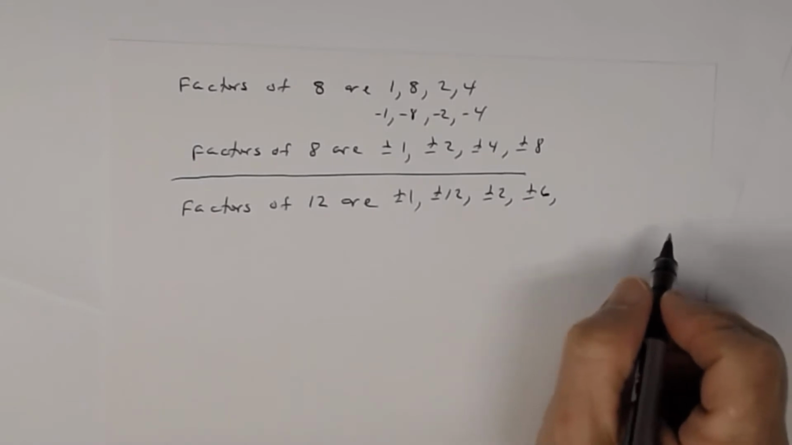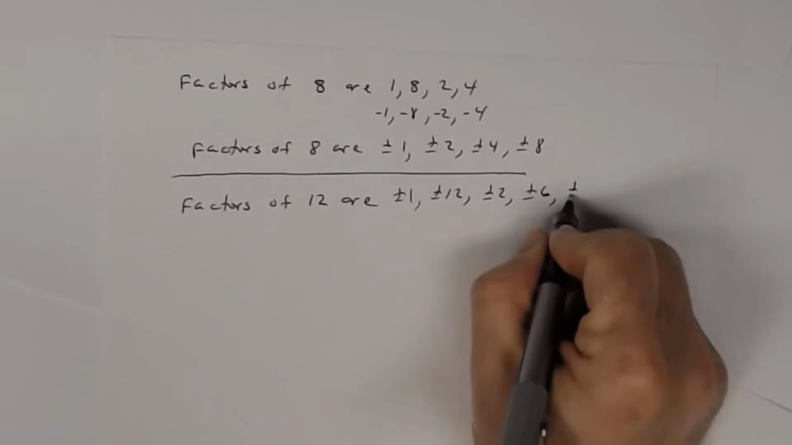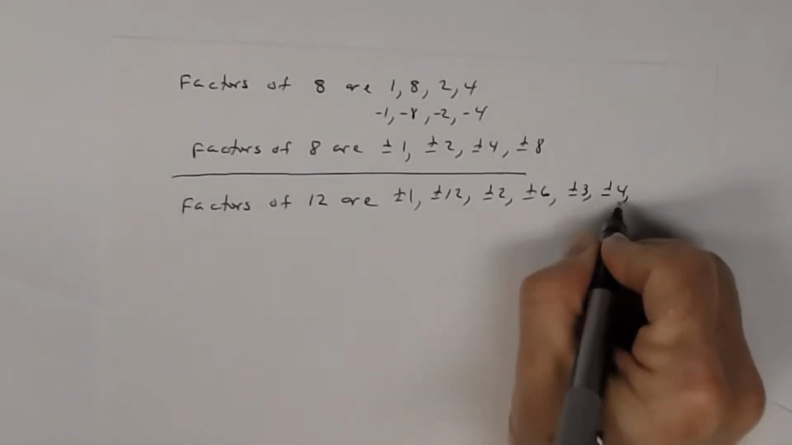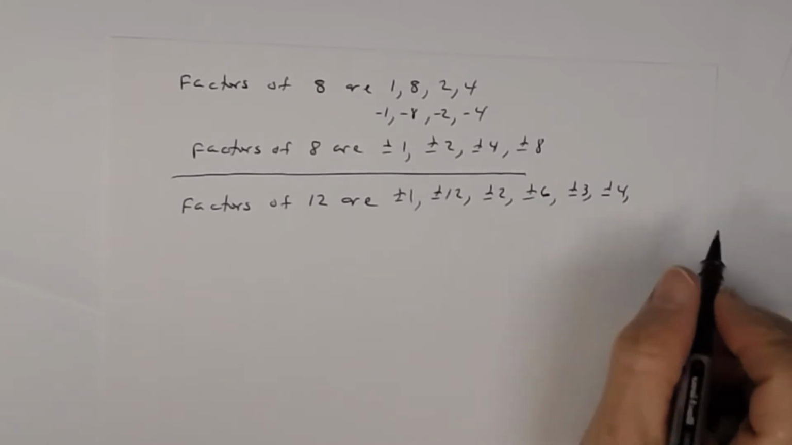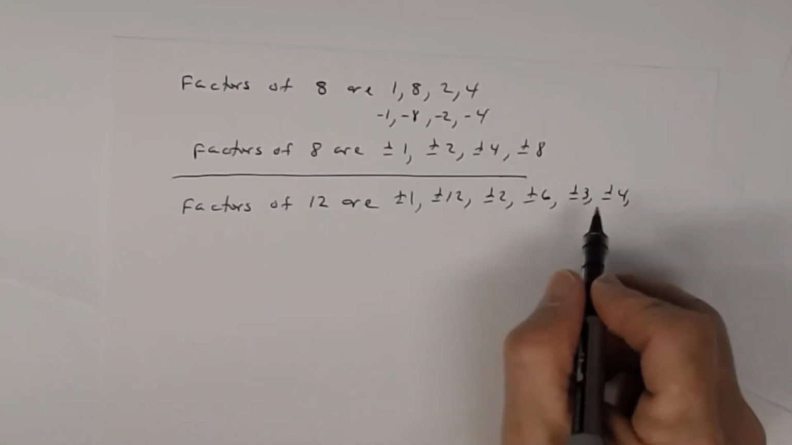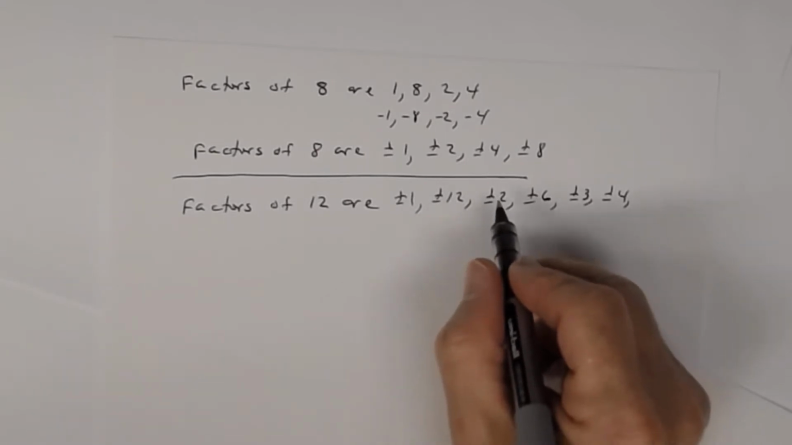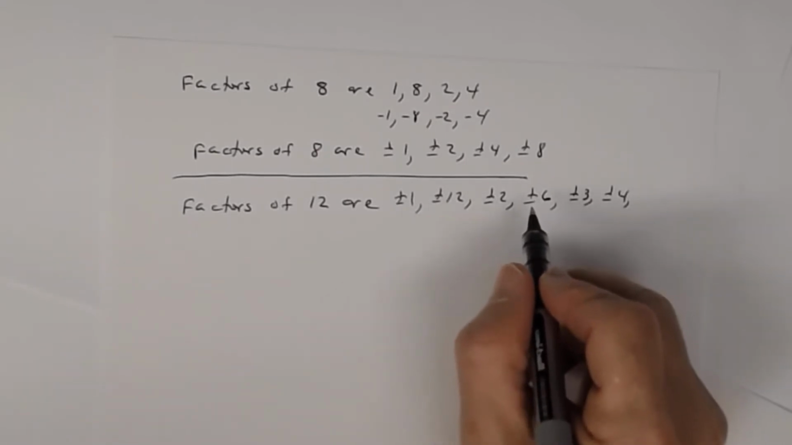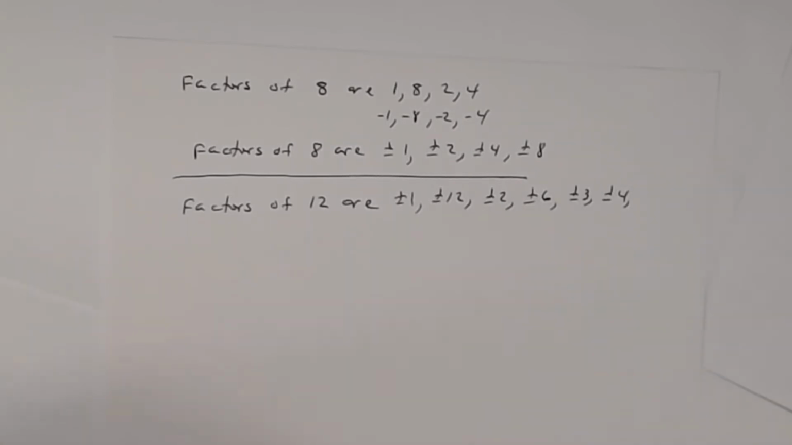Can you think of another factor of 12? 3. 3 times 4, very good. So I can say plus or minus 3, plus or minus 4. And that's about it. So these are the only factors of 12: plus or minus 1, plus or minus 12, plus or minus 2, plus or minus 6, plus or minus 3, plus or minus 4. Now that you remember what factors are, let's go back to our rational zero theorem.